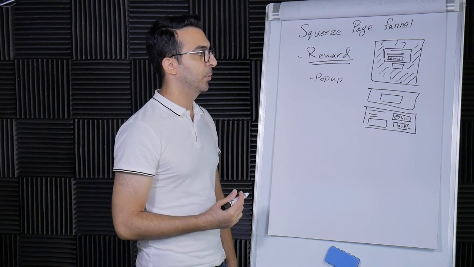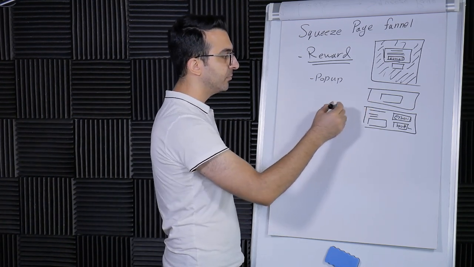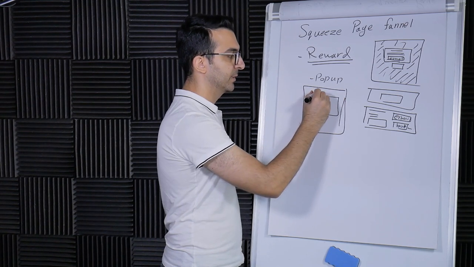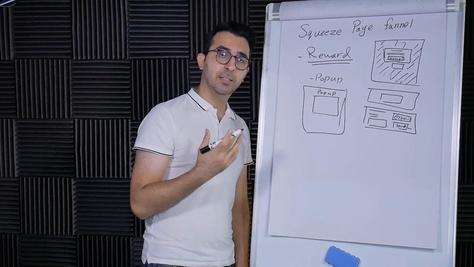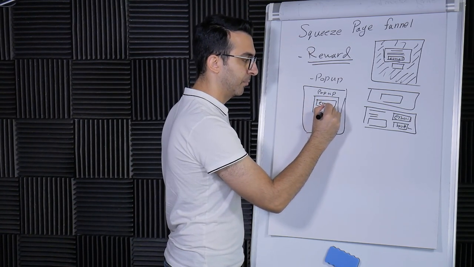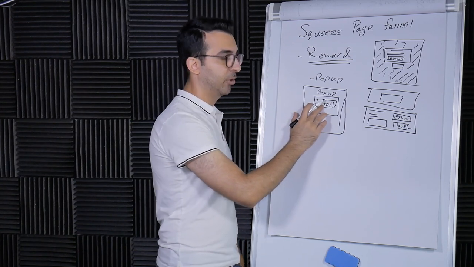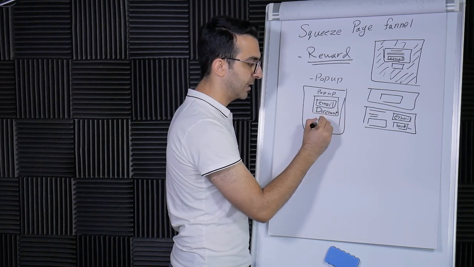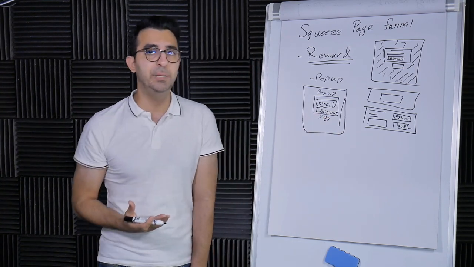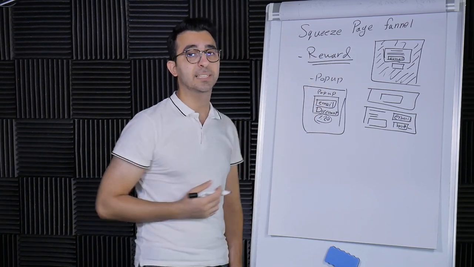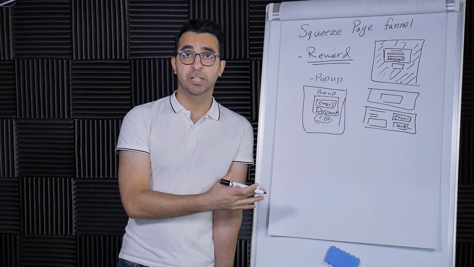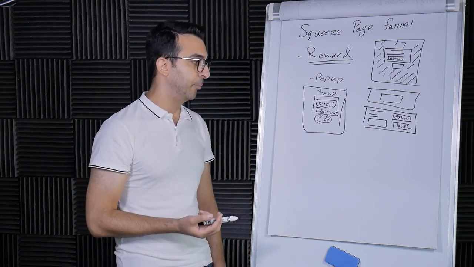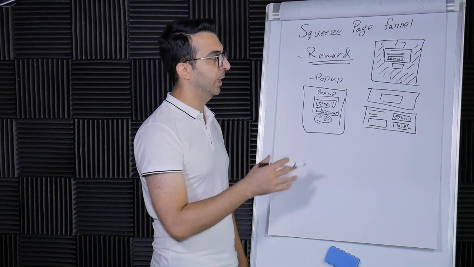Another type is the pop-up. You are on a website, just scrolling around, and boom, suddenly a pop-up comes and tells you that you can write down your email and get a discount, for example, 20% off by just writing your email. This is a great reward, especially if they are interested in your product or your website. So they are on your website, probably a little bit interested, so you can take advantage here and capture their emails.